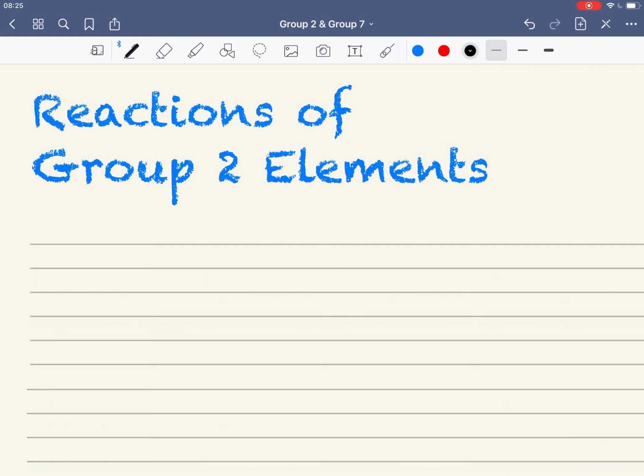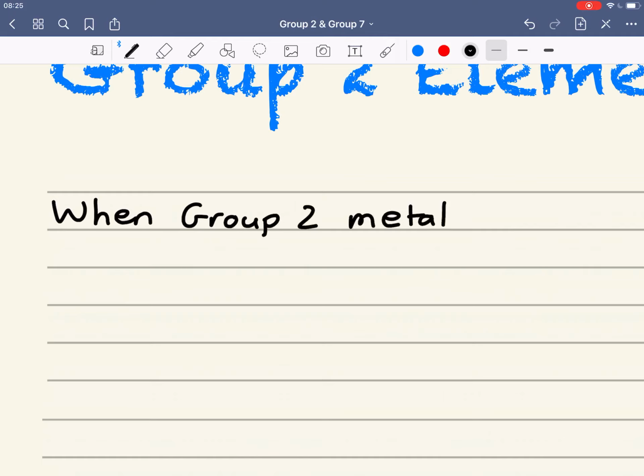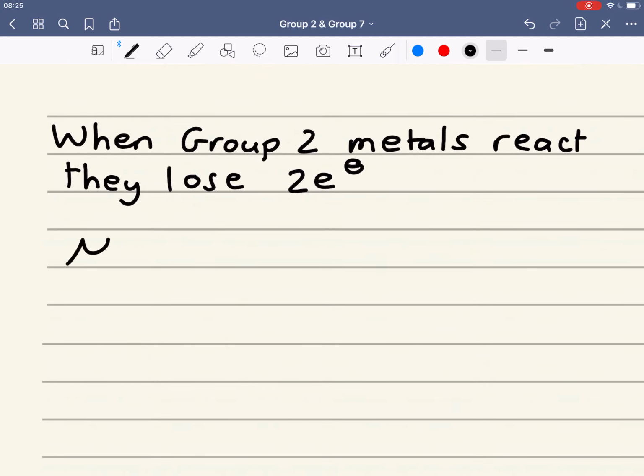Here we're going to take a look at the reactions of group 2 elements. Now all group 2 elements are metals, and being metals, they lose electrons when they react. So we can say when group 2 metals react, they lose 2 electrons. And that can be shown by the following equation, where I'm going to use M to represent any group 2 metal, and that forms a 2+ ion, and as I said, it loses its 2 electrons.